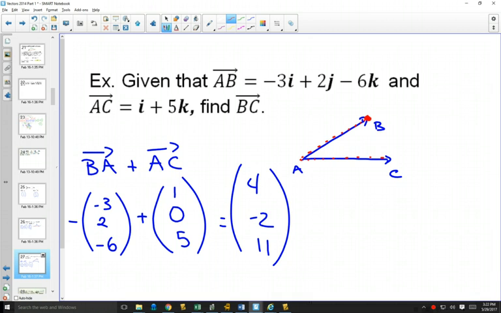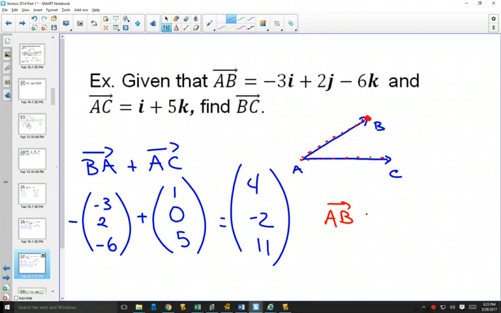Well, B to A is just the negative of A to B. So we got negative of A to B, and then add A to C, we're going to get 4, negative 2, 11.